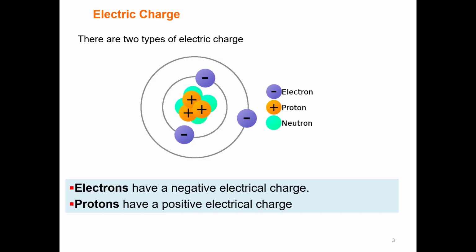There are two types of electric charge. One is positive charge and the other is negative charge. The negative charge is associated with the electrons in the atoms, and the positive charge is associated with the protons, which are in the nucleus of the atom.